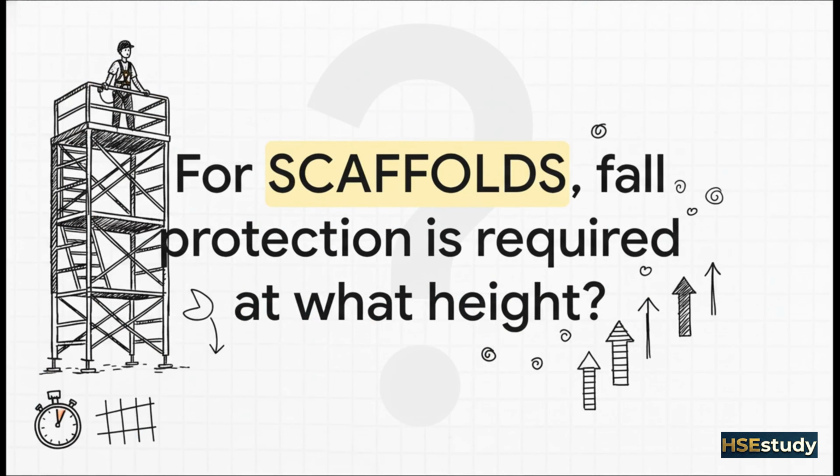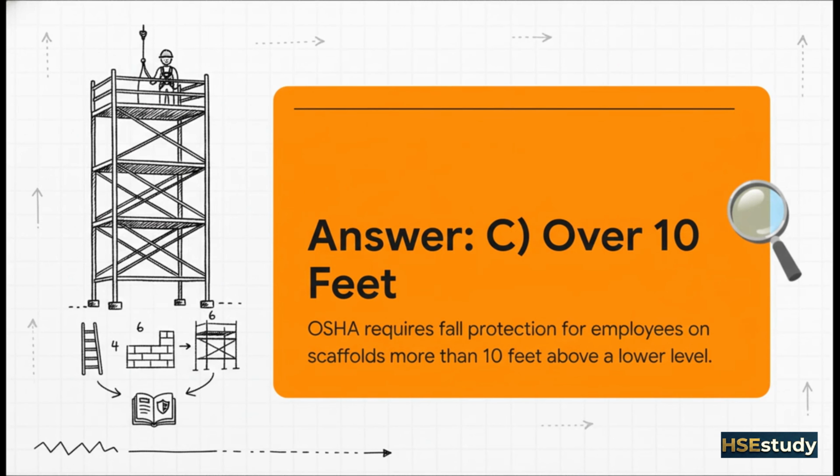Okay, question 3. And we're getting even more specific. Let's talk about scaffolds. Does the rule change again? Do you need fall protection at A, over 4 feet, B, over 6 feet, C, over 10 feet, or D, only on suspended scaffolds? You know the drill. 5 seconds.